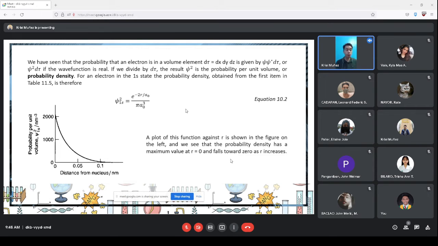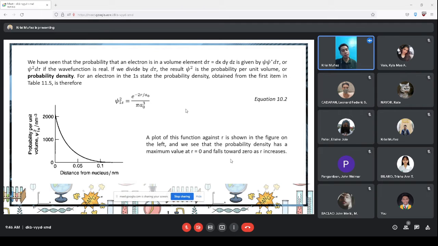For we know class for a fact that if wave functions are real, they have complex conjugates just the same as the wave function. So yung psi star natin would just be equal to psi. Right? So kasi nga real naman siya. So if we divide by d tau, the result is psi square. Kapag dinivide natin siya by d tau, hindi na probability lang yung nakukuha natin, but we are getting the probability per unit volume, okay? Or the probability density.